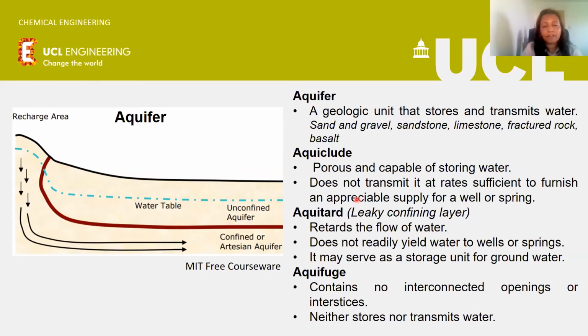In between, you have the aquiclude. The aquiclude definitely stores water. It transmits water, but at a lower rate. It cannot supply enough for a well or spring. And then you have the aquitard, which is just like a storage unit completely. It does not allow the flow of water at all. So when we look at underground water storage, we need to take into account the kind of storage we are talking about.